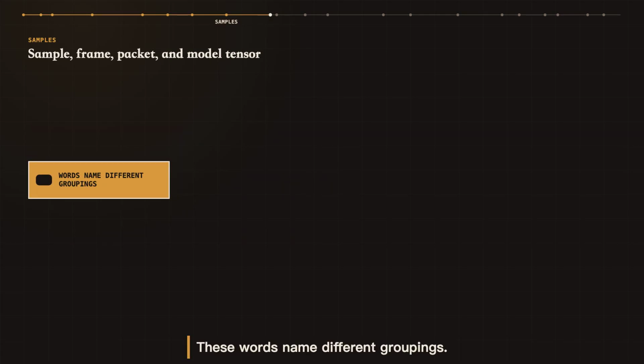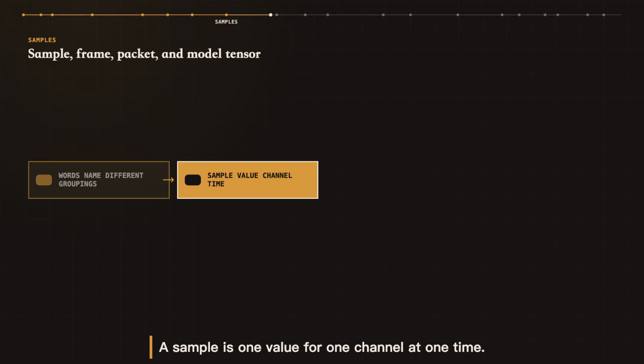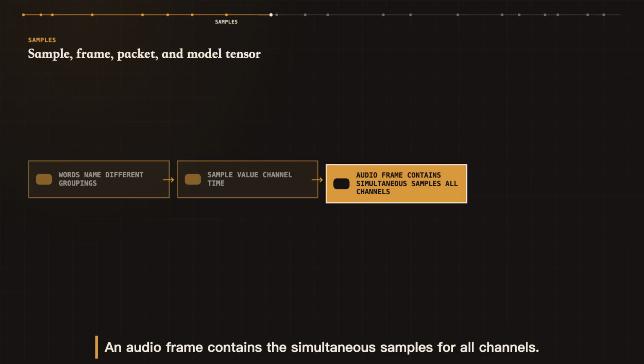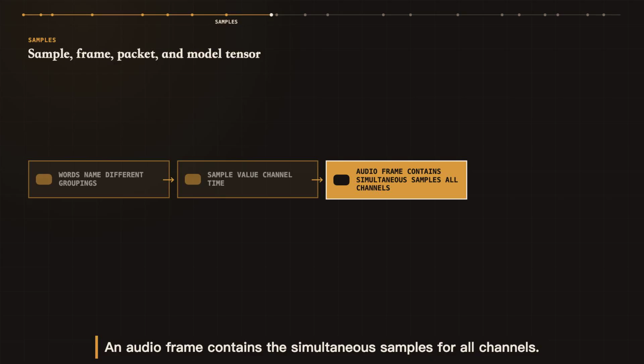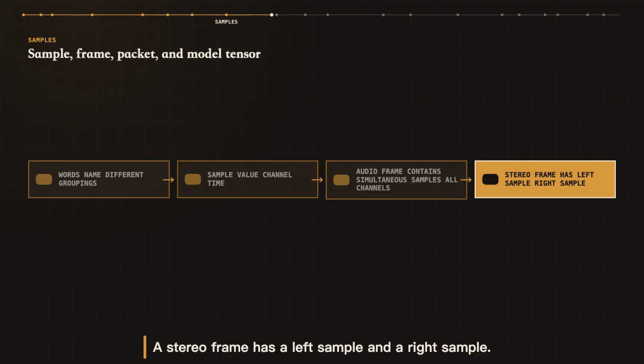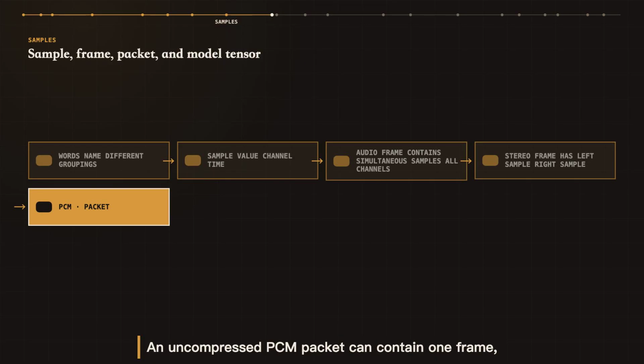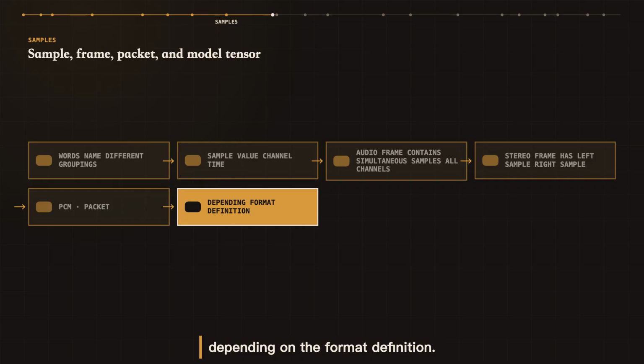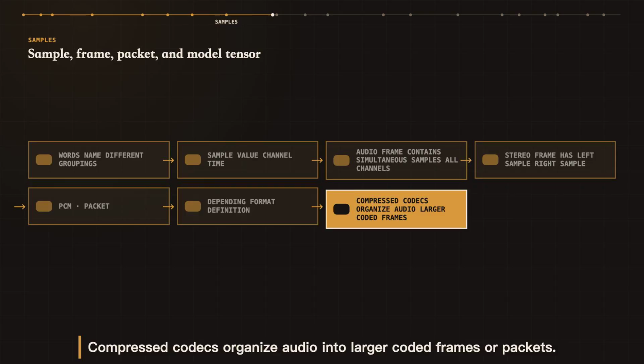These words name different groupings. A sample is one value for one channel at one time. An audio frame contains the simultaneous samples for all channels. A stereo frame has a left sample and a right sample. An uncompressed PCM packet can contain one frame, depending on the format definition. Compressed codecs organize audio into larger coded frames or packets.